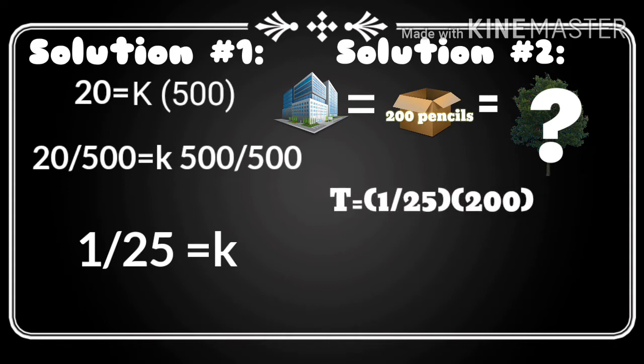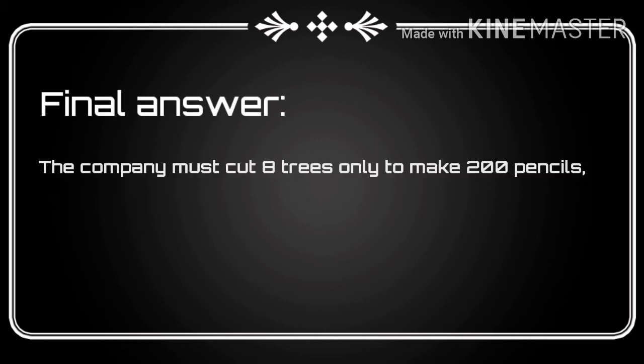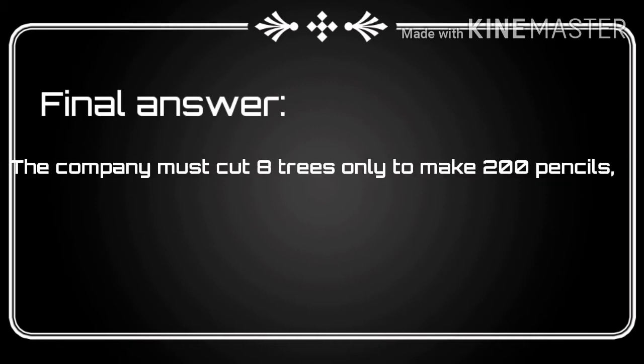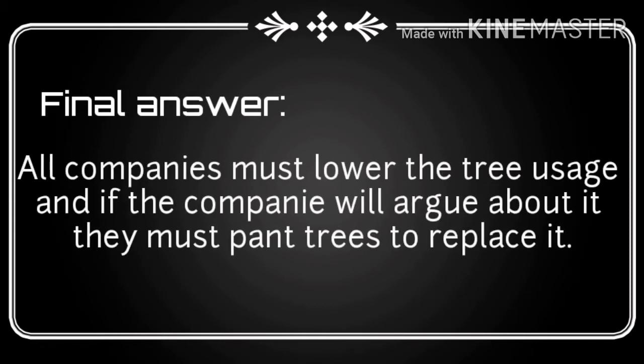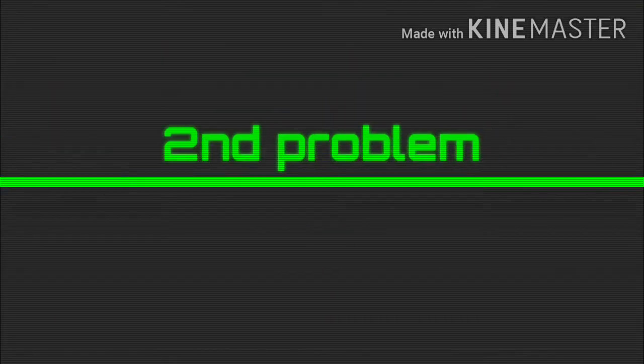So T equals 1 over 25 times 200, which gives us T equals 8. So the final answer is that the company must cut 8 trees only to make 200 pencils. All companies must use lower tree usage to save trees and save all living things. If the companies argue about it, they must plant trees if the company uses more trees.